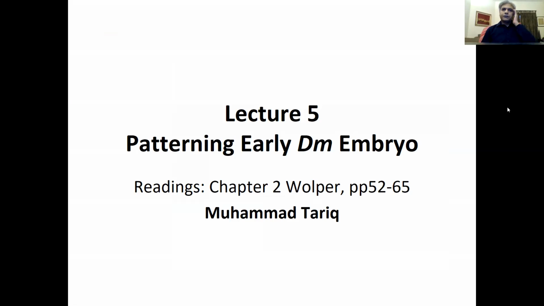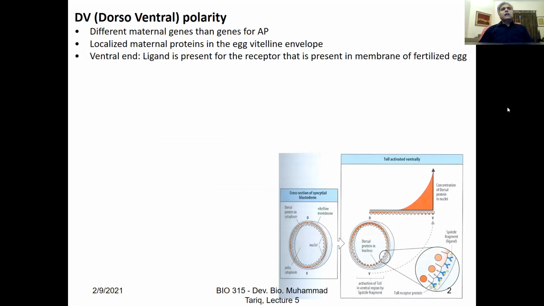Okay, so we are going to continue with the pattern formation in early Drosophila, and we are going to focus on dorsal ventral polarity or axis formation, which we also know as DV axis. As compared to anterior posterior body axis formation, different maternal genes are involved in DV axis formation or pattern formation.